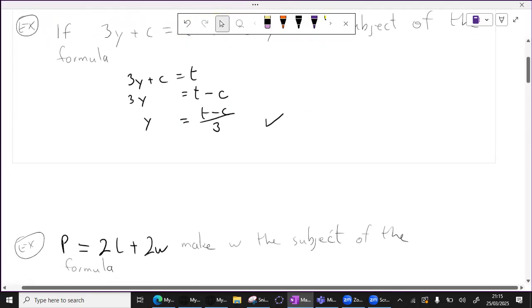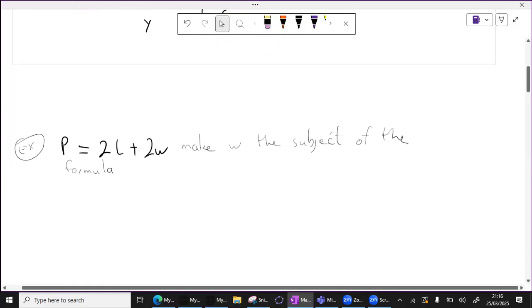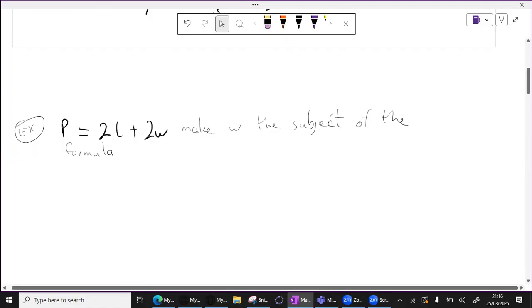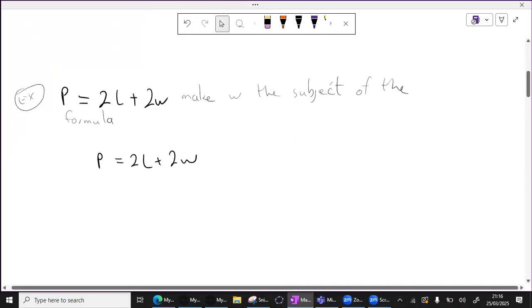So let's try another one. So P is equal to 2L plus 2W. Make W the subject of the formula. So our aim here is to get W on its own. So the usual method is, we move everything away, starting with those least attached. So I want W on its own, so I need to get rid of the 2L and I need to get rid of the 2. I start with the one furthest away, so I get rid of the 2L. It's going to be minus 2L.